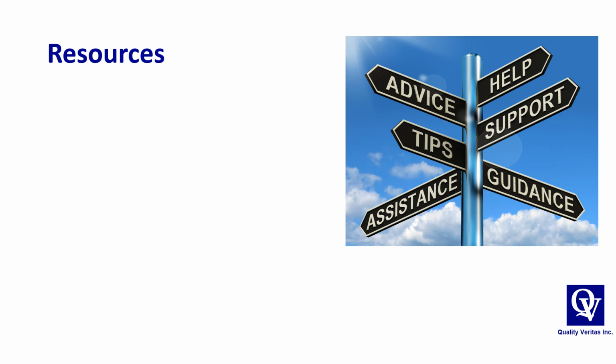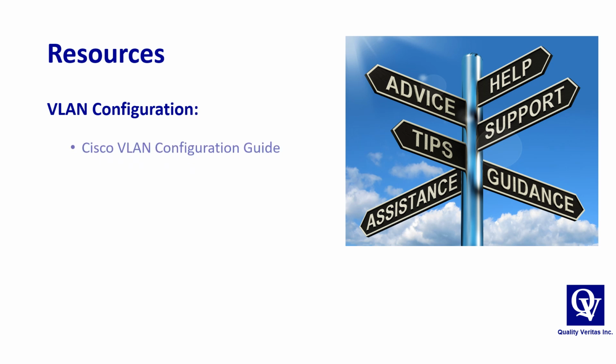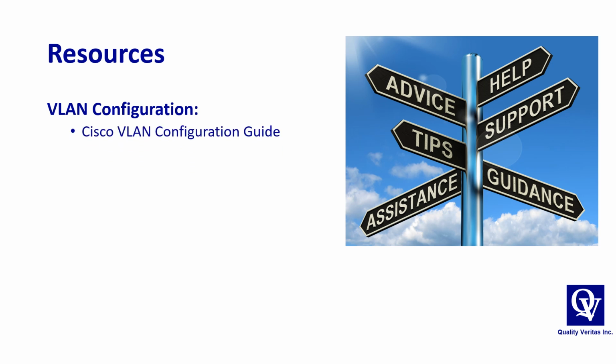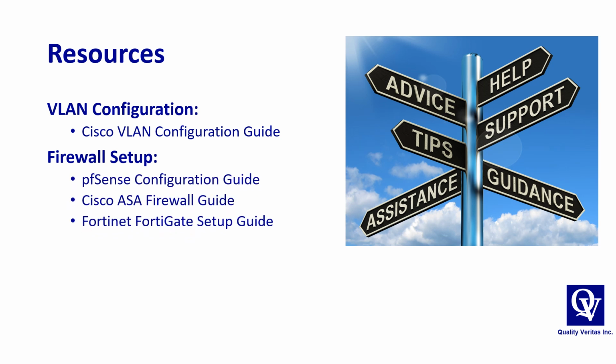As we wrap up this session on network segmentation, I want to leave you with some valuable resources to help you dive deeper into the topic. On this slide, you'll find links to essential guides and best practices that can assist you in configuring VLANs, setting up firewalls, and understanding network segmentation in greater detail. For VLAN configuration, check out the Cisco VLAN Configuration Guide. For setting up firewalls, we have guides for pfSense, Cisco ASA, and Fortinet FortiGate.